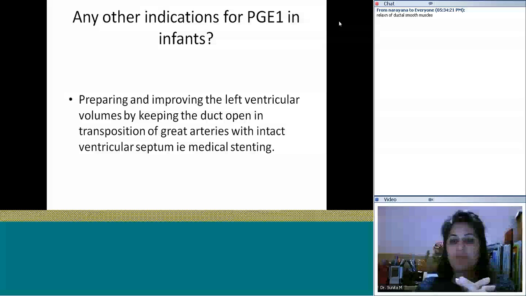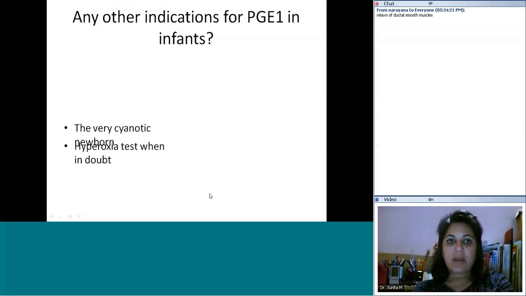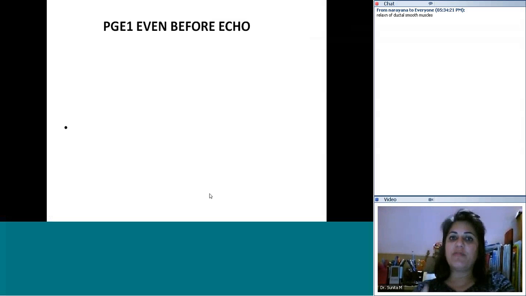You can do actual stenting and therefore keep the duct open, or you can use prostaglandin to keep the duct open. So I call it medical stenting. So you're actually getting the left ventricle prepared by keeping the duct open, and that increases your pulmonary artery pressure. Okay, so that is the fourth indication for the use of prostaglandin in infants.